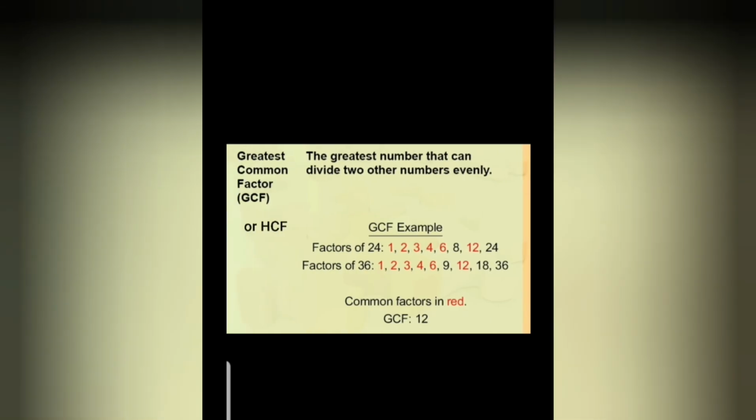The definition of a highest common factor, or the greatest common factor, is the greatest or highest number that can divide 2 other numbers evenly. So they've given us examples. So 24 and 36, the highest common factor is 12.